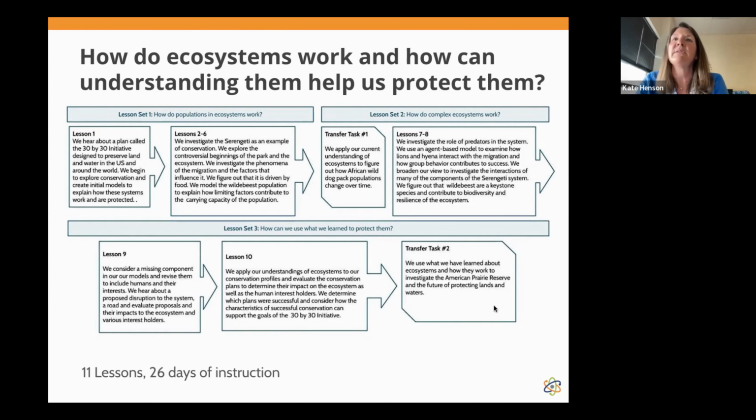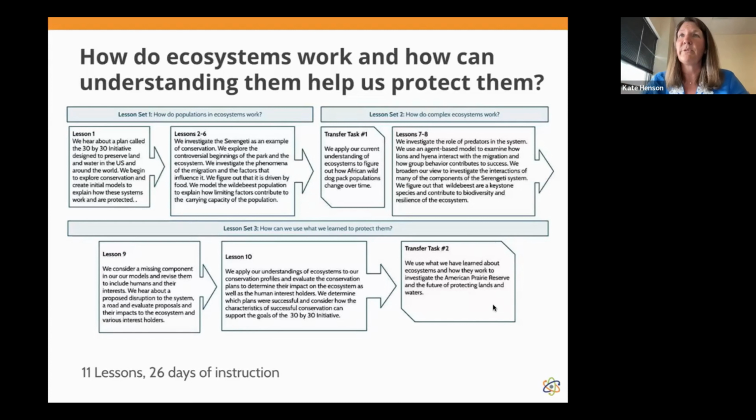So this slide is showing you a brief overview of the entire unit by lesson set. And so we've got actually 3 lesson sets. The lessons are chunked into 3 lesson sets, 1 through 6 in the first lesson set. How do populations and ecosystems work?